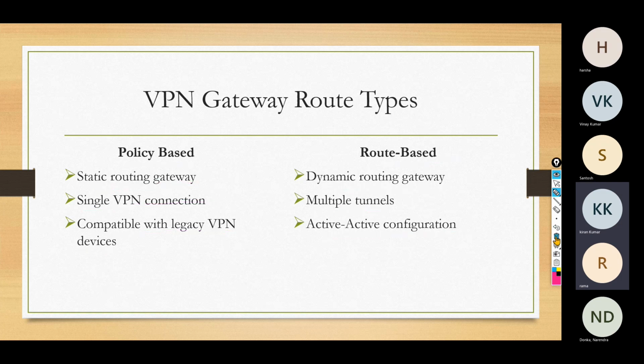And policy based means this, guys. Sometimes in interviews they will ask you, can you please explain the difference between the VPN types, policy based and route based? You need to explain these points, guys. Policy based means static routing, a single VPN connection only, and compatibility with legacy VPN devices. But route based means dynamic routing, multiple tunnels, and active configuration is supported. Okay.